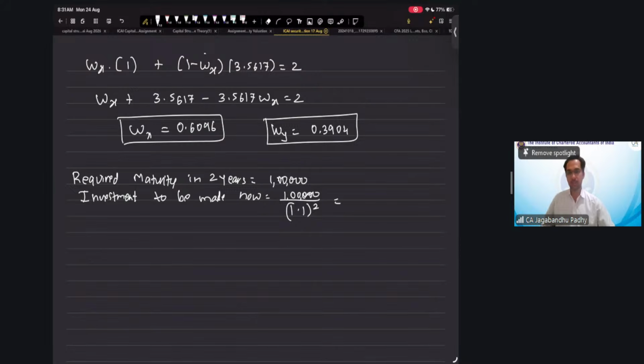What is this present value? If 1 lakh is the maturity value required on a future date, what is the value that's needed today? This is 82,645. This is the investment to be made today.